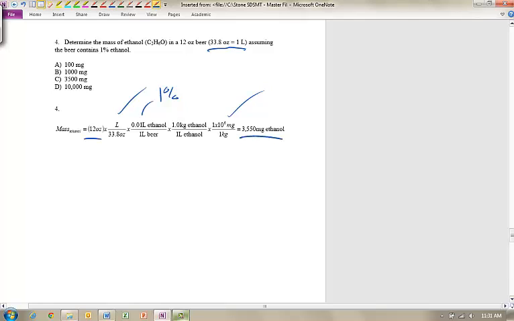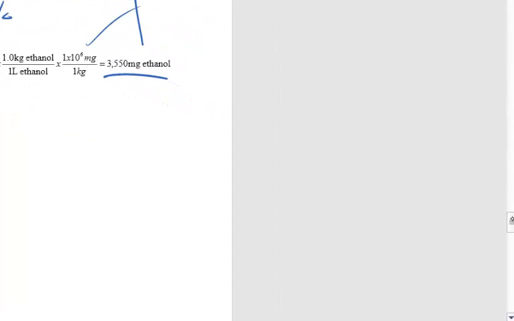And so we have 3,550 milligrams of ethanol that would be in there. So the answer would be C.